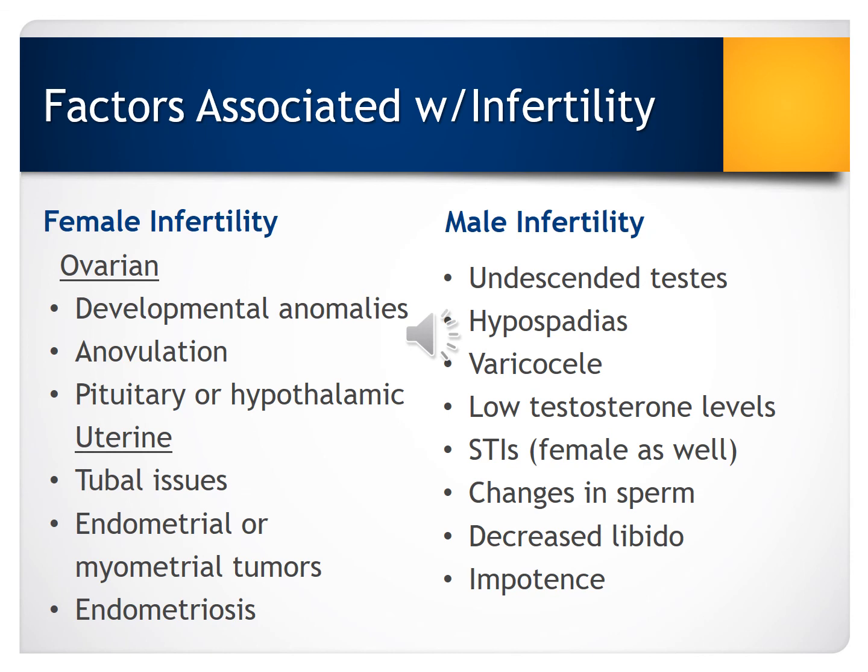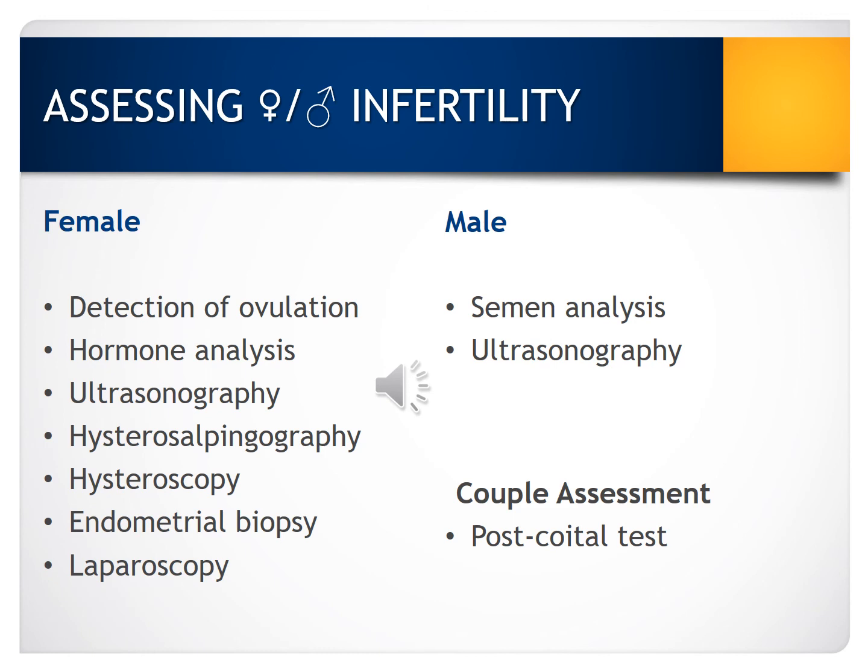Here I've just listed various types of factors or issues, male and female, that can affect infertility. Ovarian issues, uterine issues for the female, and male issues related to anywhere from underdeveloped testicles to sexually transmitted infections, changes in sperm, etc. There are various tests that can be done on both the female and the male and the couple to help in assessing the cause of infertility.